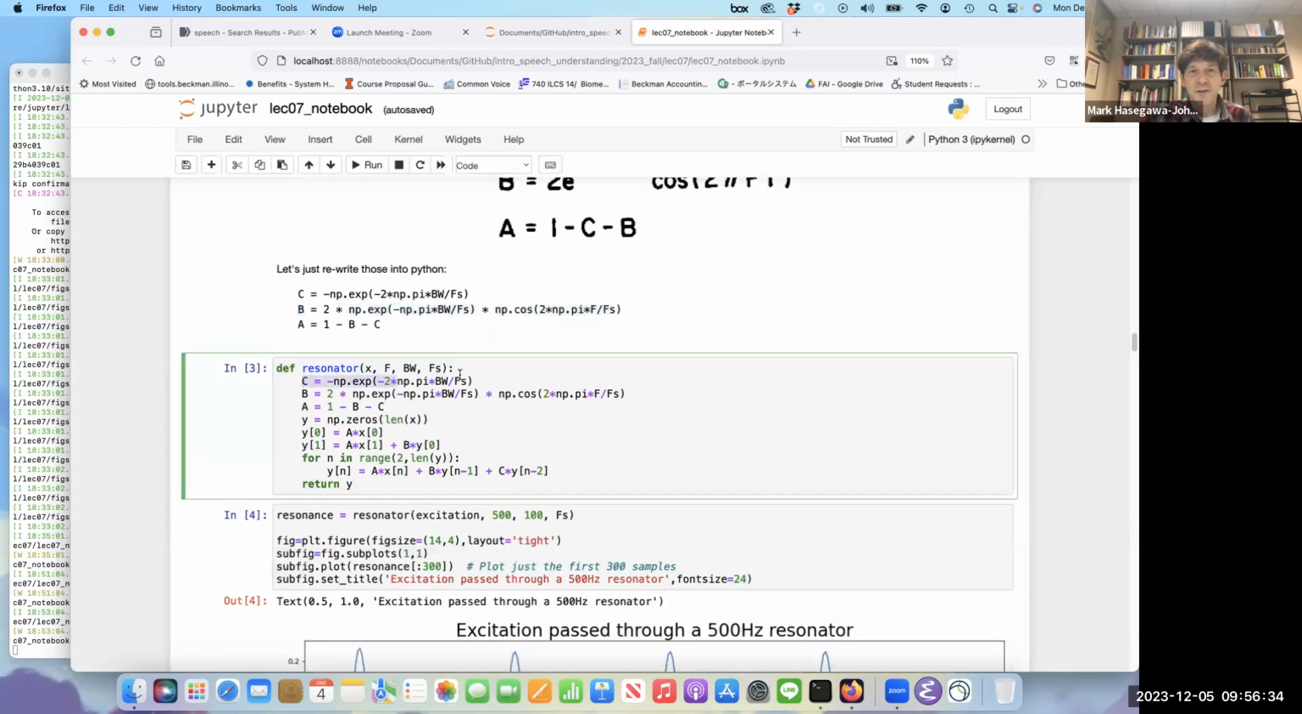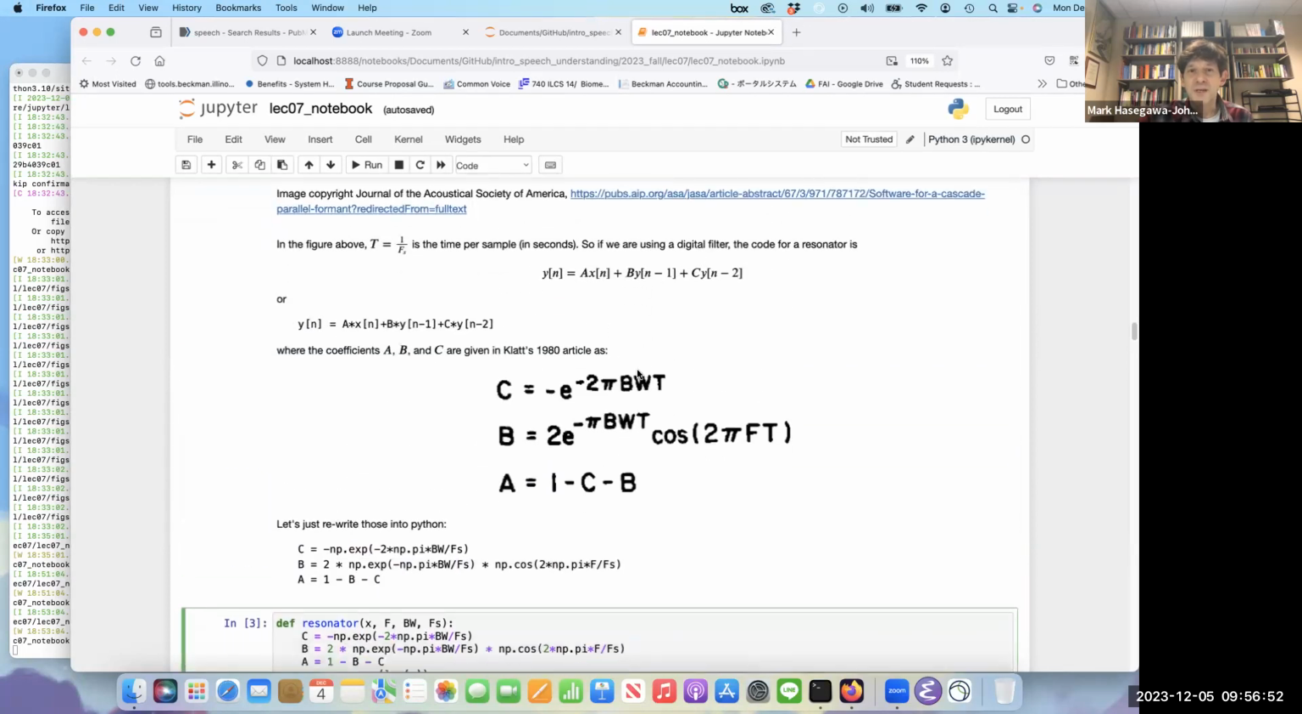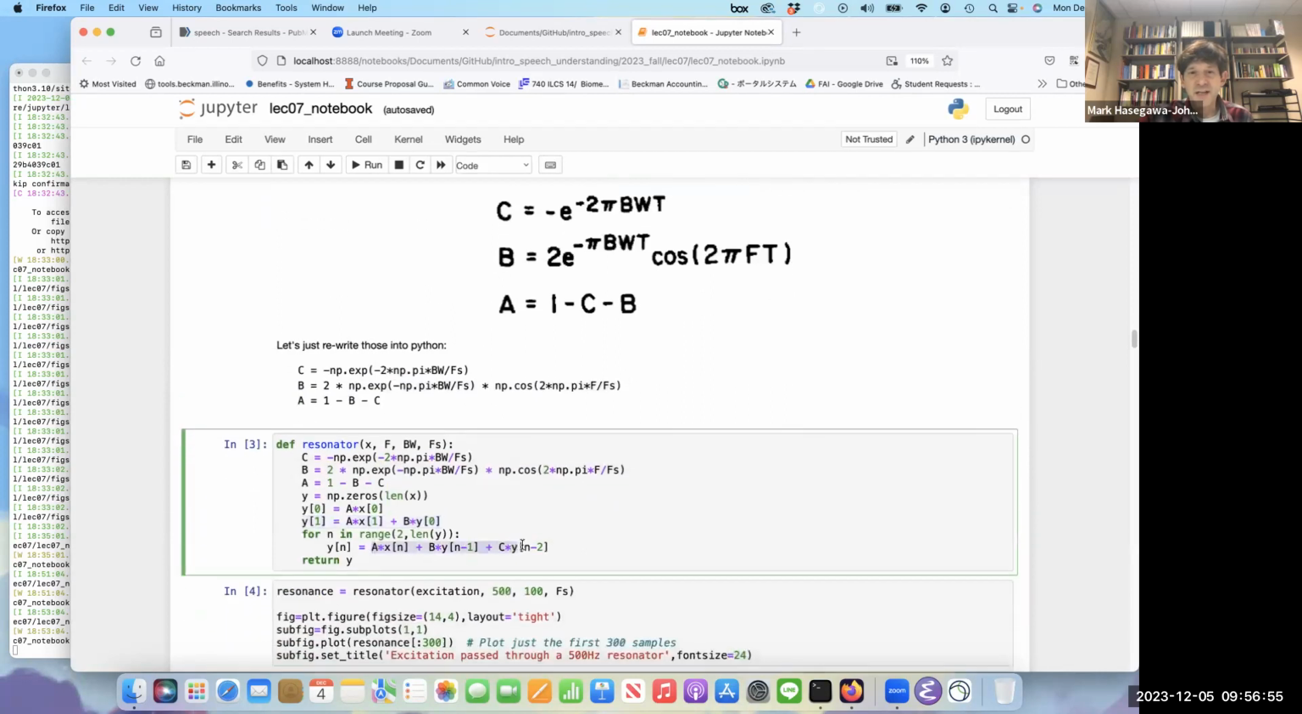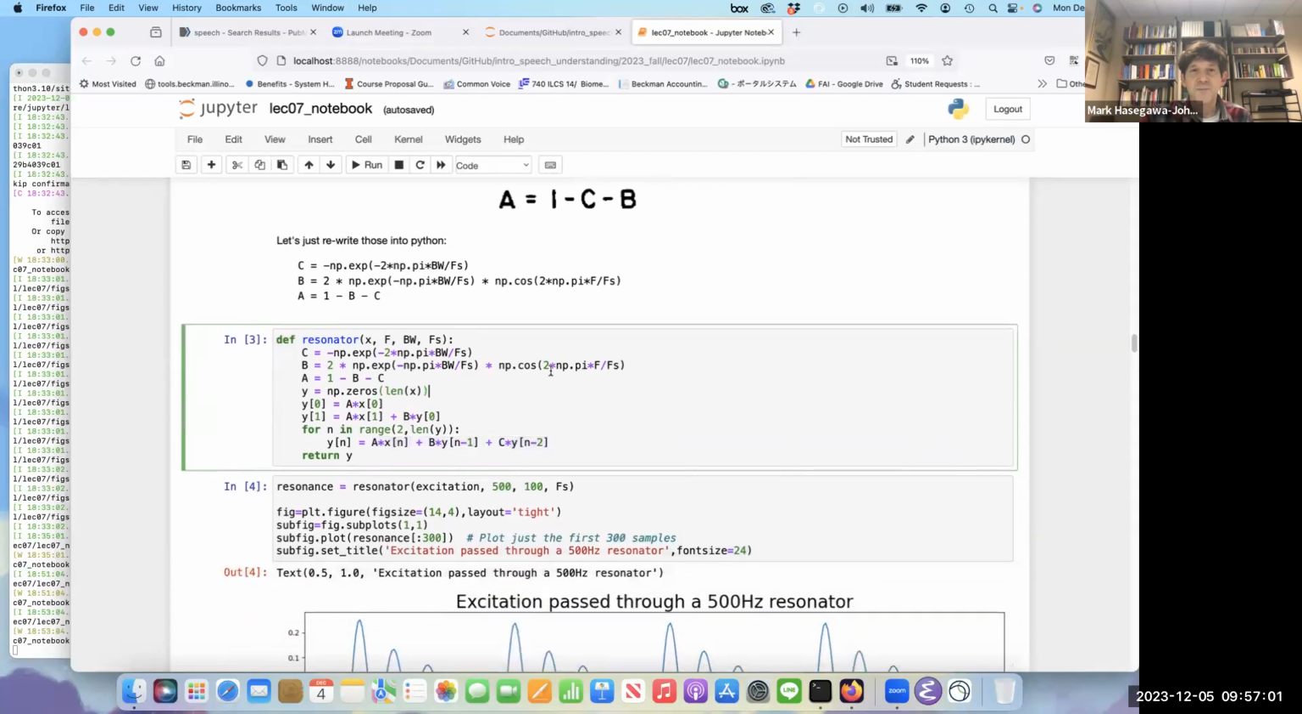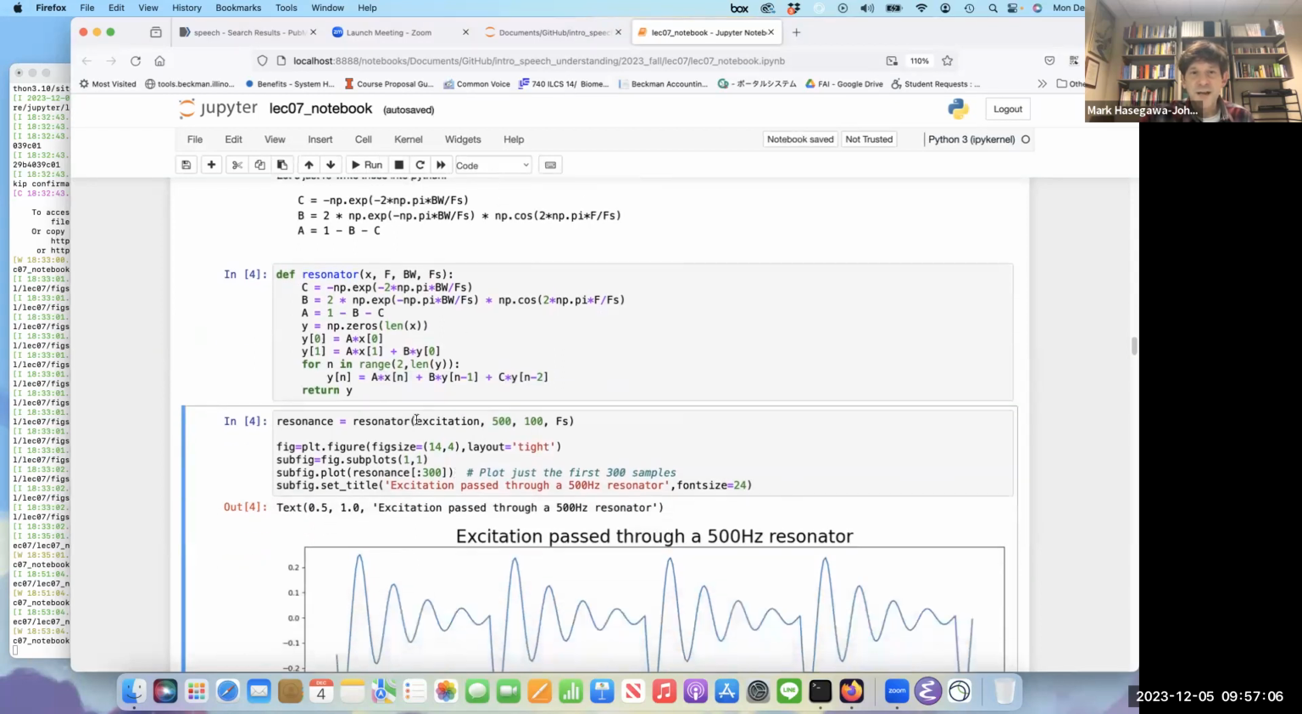So I can create a resonator here that does exactly that. Here's the coefficient capital C, here's the coefficient capital B, and here's the coefficient A. Then I create a signal, y0 is A times x0, y1 is A times x1 plus B times y0. And every other sample is A times x of n plus B times y of n minus 1 plus C times y of n minus 2. If I define the function resonator and feed the excitation as the input, what I get out is a resonance at frequency 500 hertz with a bandwidth of 100 hertz.